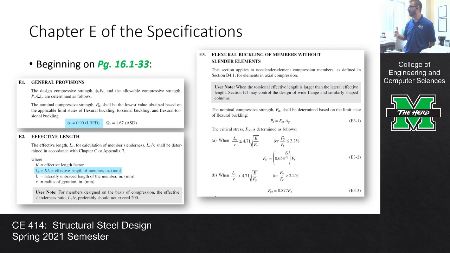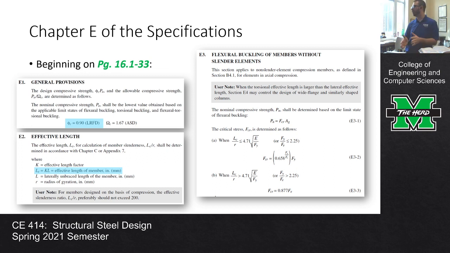It's like a big old table. I don't have it here on the slide, but it says selection table for the application of chapter E sections. Does everybody see that? I want to make sure everybody sees that. Okay, so what you see in this table is a series of cross sections. There's I shapes, there's tubes, there's T shapes, there's angles, there's all sorts of different shapes.